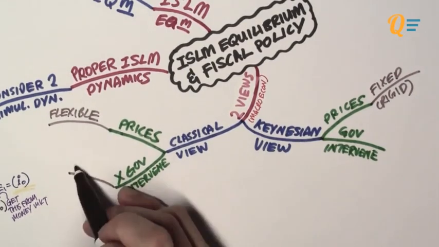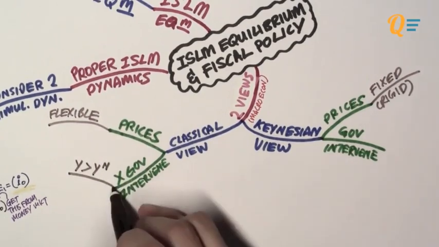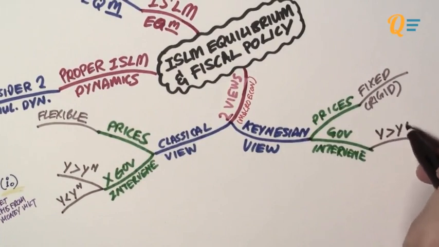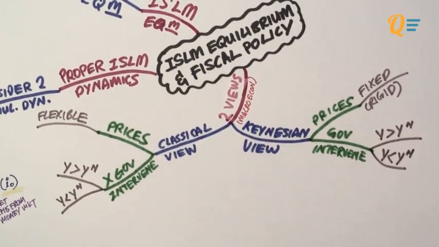Well, I can think of two scenarios. The first scenario is when the income level is higher than the natural rate of output. So that is what we call an economic boom. So the problem with economic boom is that the economy may overheat. You get things like inflation and this kind of stuff.